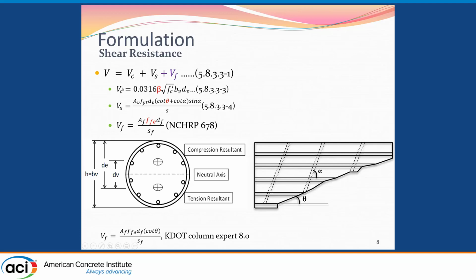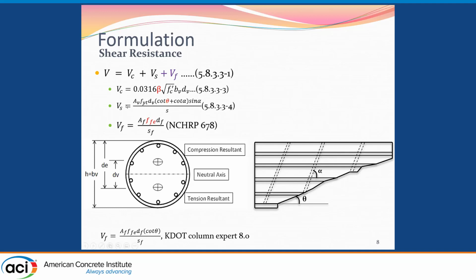For the concrete strength, it's 0.0316 beta square root of f'c times bv dv. So we established that bv dv is the effective cross section, the effective transformed cross section that we have. Now, the key component in the Vc equation is beta. Beta actually is an empirical factor that defines how the diagonally cracked concrete will transmit tension through either aggregate interlock or dowel action, mainly the aggregate interlock.